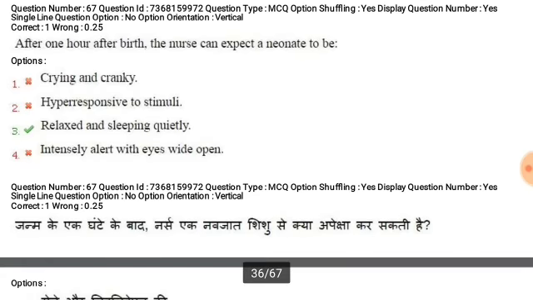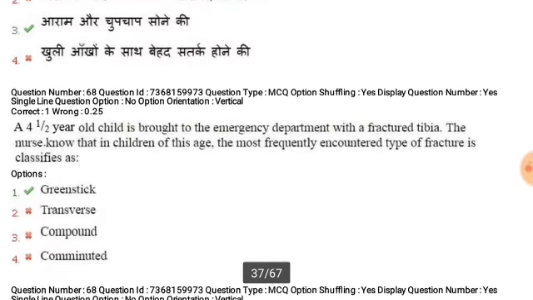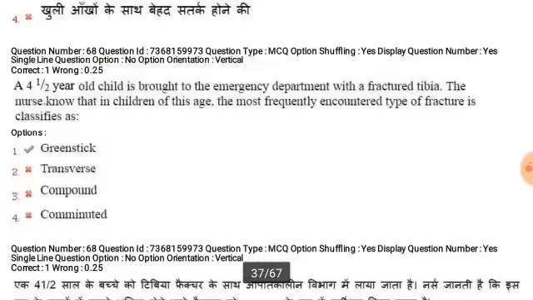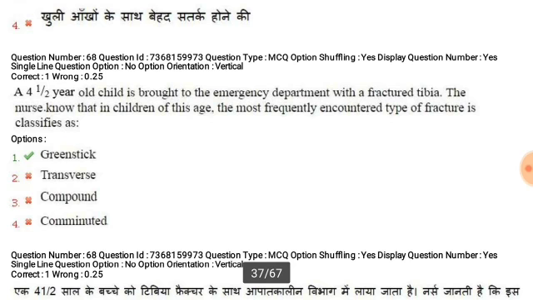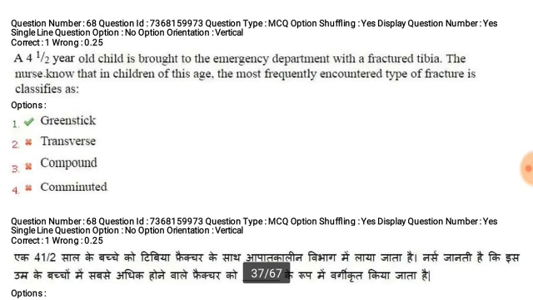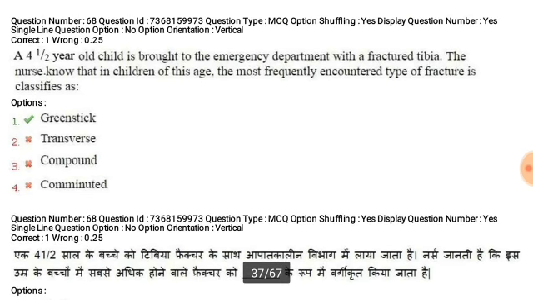Next one, 68. A 4.5-year-old child is brought to the emergency department with a fractured tibia. The nurse knows that in children of this age, the most frequently encountered type of fracture is classified as: 1. greenstick fracture, 2. transverse, 3. compound, 4. comminuted. In children, that is called greenstick fracture. Next one.